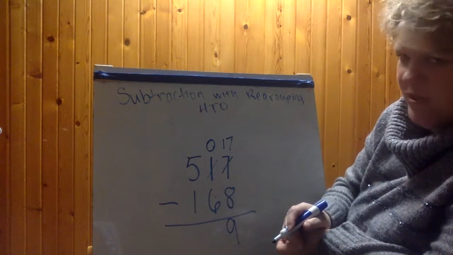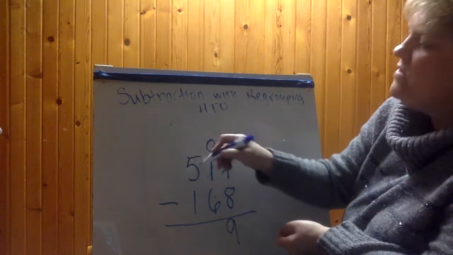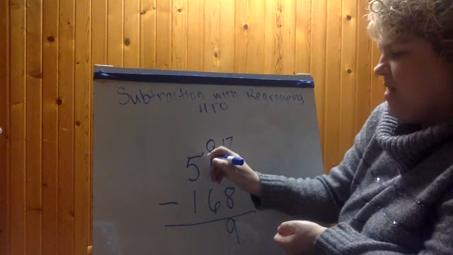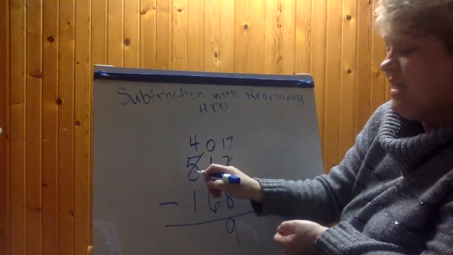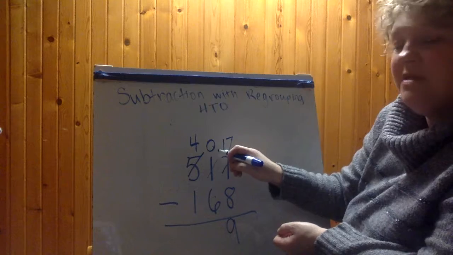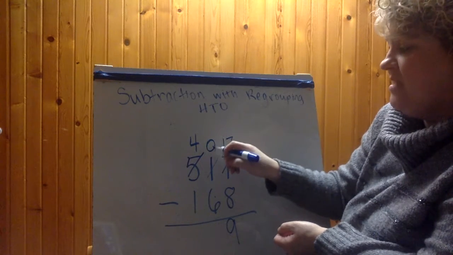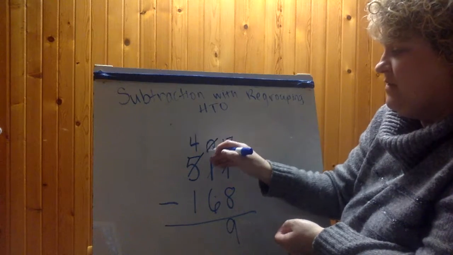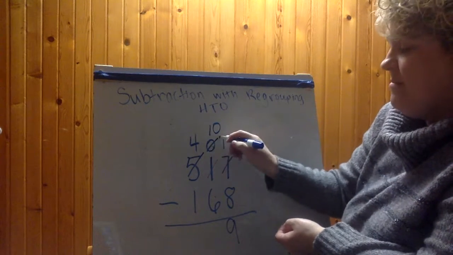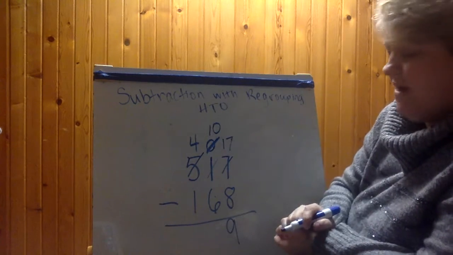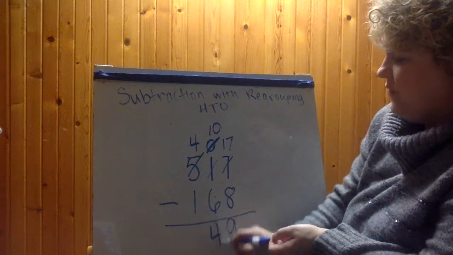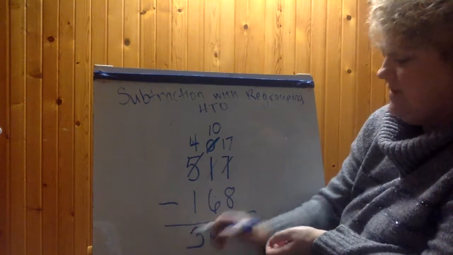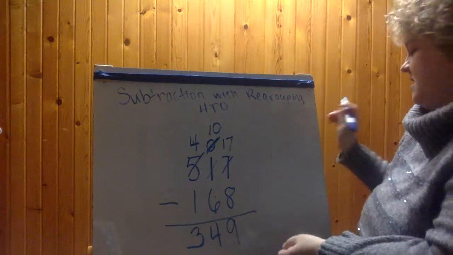0 minus 6 we can't do. So we're going over to the hundreds place. We're going to mark out 5 and put a 4 because we're going to take one group away and we're going to put it in the tens place. So those 10 tens plus 0, there's none there, so that equals 10. Remember, I marked out my 0. I wrote my 10 above. 10 minus 6 is 4. 4 minus 1 is 3. All right.